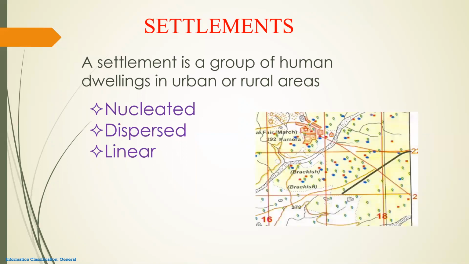Here you can see that small red squares are given, and settlements are always shown in red squares, and you can find out the different types of settlements in a particular grid square. So let us see more about the settlements.